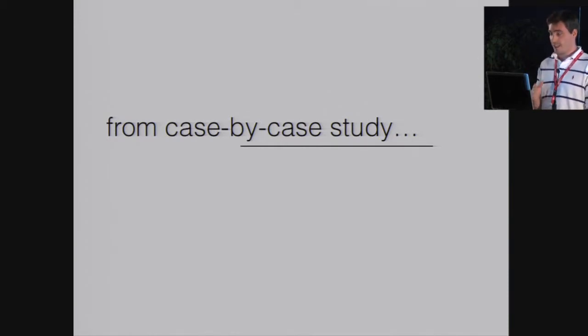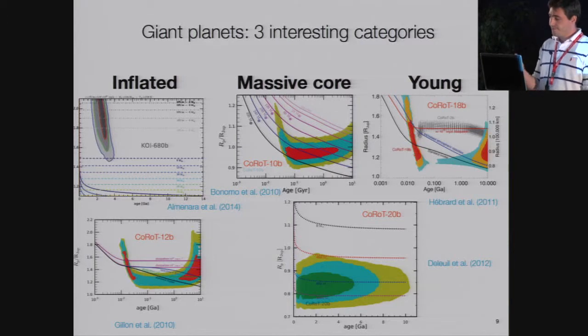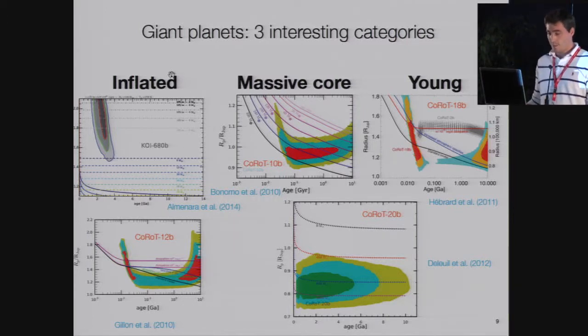We are going from case-by-case studies, and I will review just a few of them. Basically, there are three interesting categories among the giant planets: the ones that are inflated, the ones that have a massive core, and the ones that are young. Among the inflated ones, a standard model with just a helium-hydrogen envelope, no core, of the given mass and equilibrium temperature as observed, is not able to reproduce the observed radius.